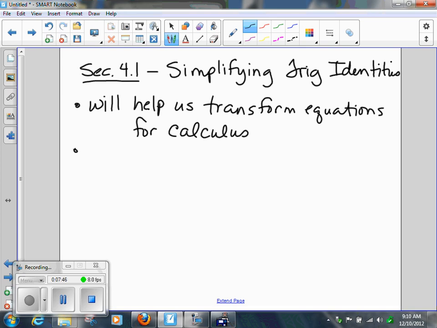And the thing you have to assume is that all denominators will not equal 0. Why? Why will they not equal 0? If they are, what happens? It's undefined. Good.